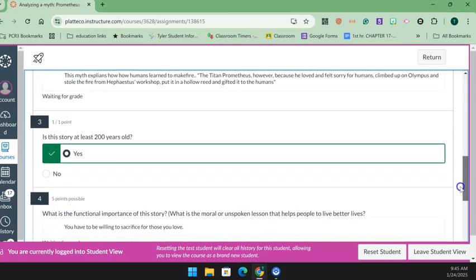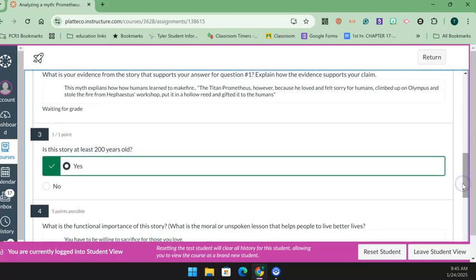So our next question, what is the functional importance of this story? And remember, when we think about functional importance, the question we need to ask ourselves is, what is the moral or unspoken lesson that helped people to live better lives? Was there something in this story that would have helped people to be better friends, better husbands, better wives, better Greek citizens? Is there something that they could have learned to make them a kinder or a better human being? Okay?